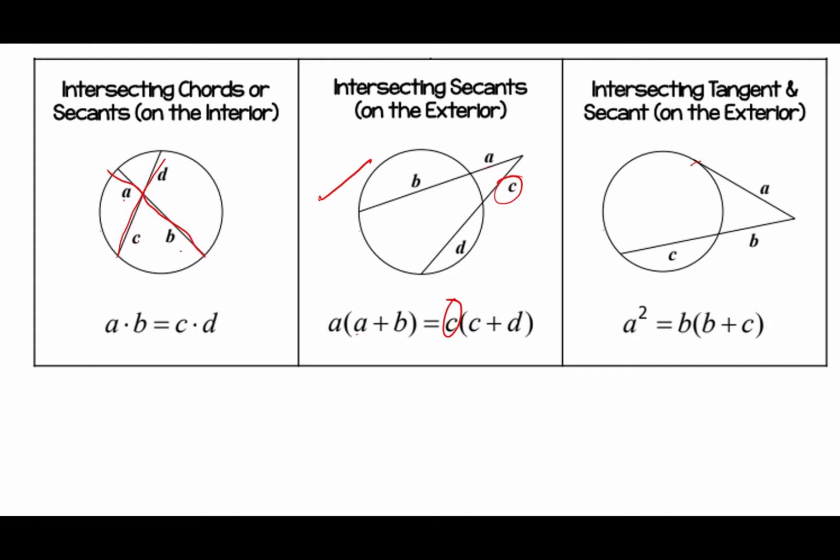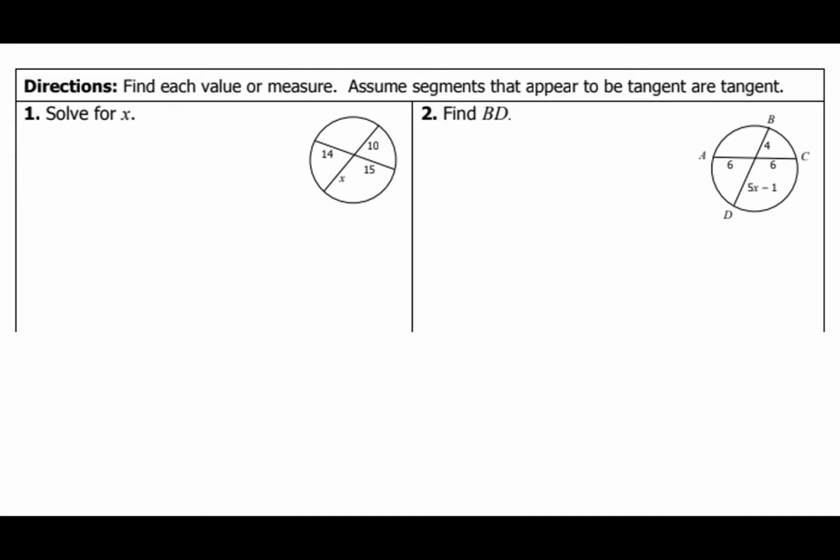If we have a tangent, on the other hand, the tangent squared is going to be equal to the outer times the sum of the outer and the inner. So very important that we understand those rules. All right, let's put it to play now. Let's try to do it.